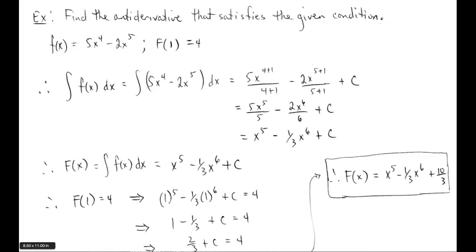All right, so for this next example, I've already worked it out. And we see here that we have our function 5x raised to the 4th minus 2x raised to the 5. And we have these initial conditions here.